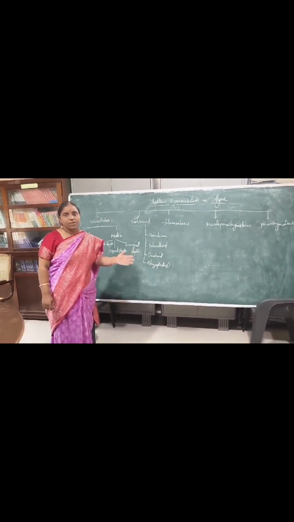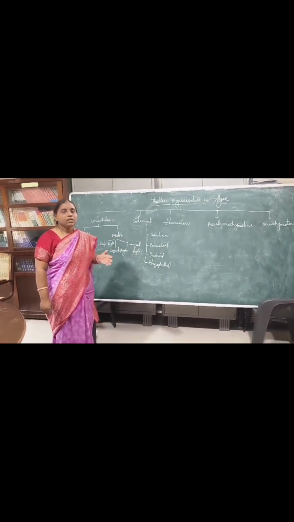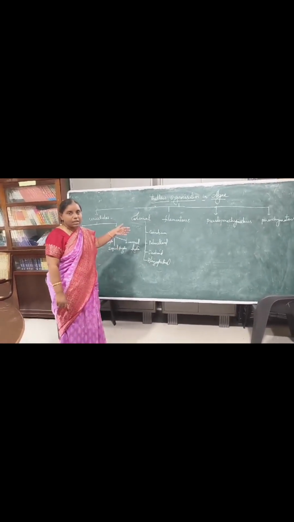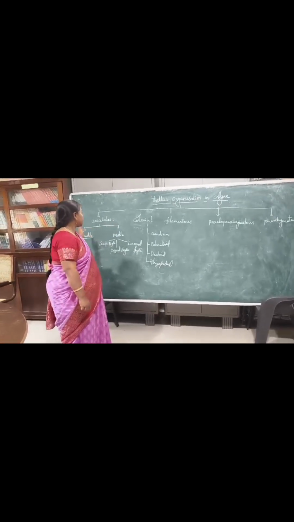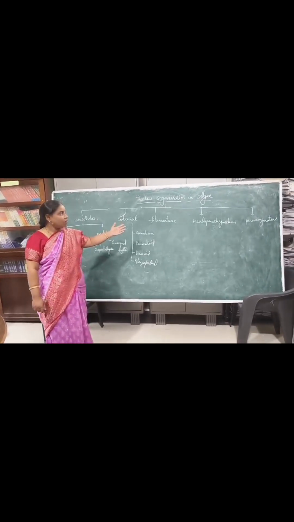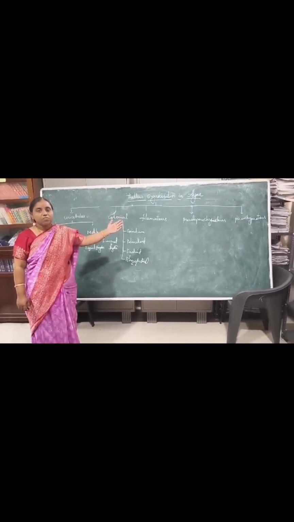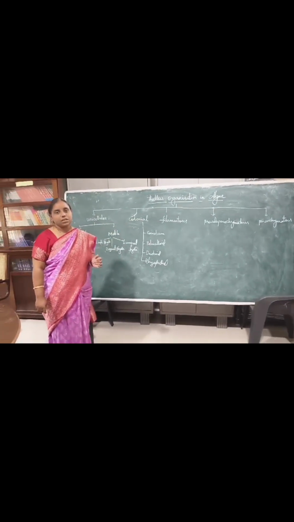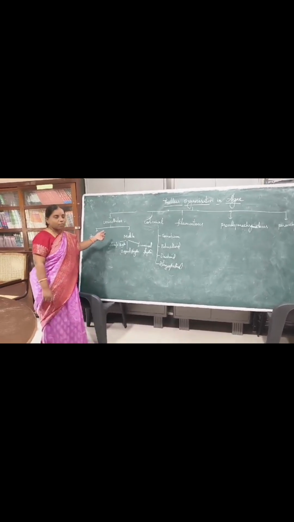Here one thallus is different from another thallus. So here many forms are there in thallus. We will see one by one. Unicellular forms are there, colonial forms are there, filamentous forms are there, pseudoparenchymatous forms are there, and parenchymatous forms are there. So we will go with one by one.